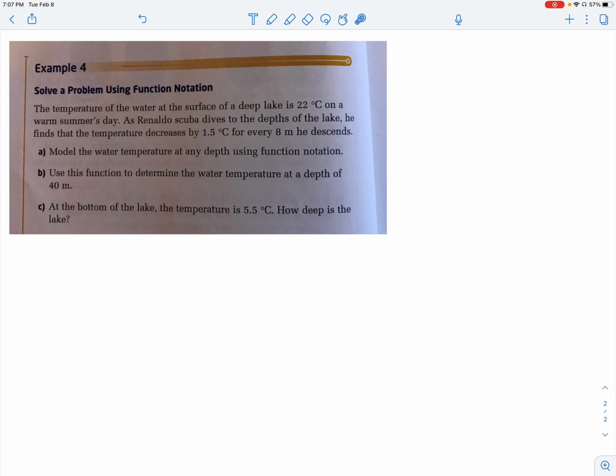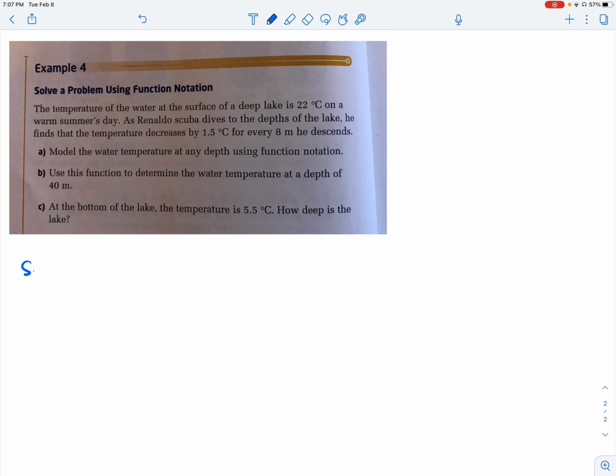Okay, so we are asked in part A to model the water temperature at any depth using function notation. So we want to come up with a function that's going to give us the temperature versus depth. So it'd be like an equation. You could give me the depth and I could plug that in and then calculate the temperature of the water.